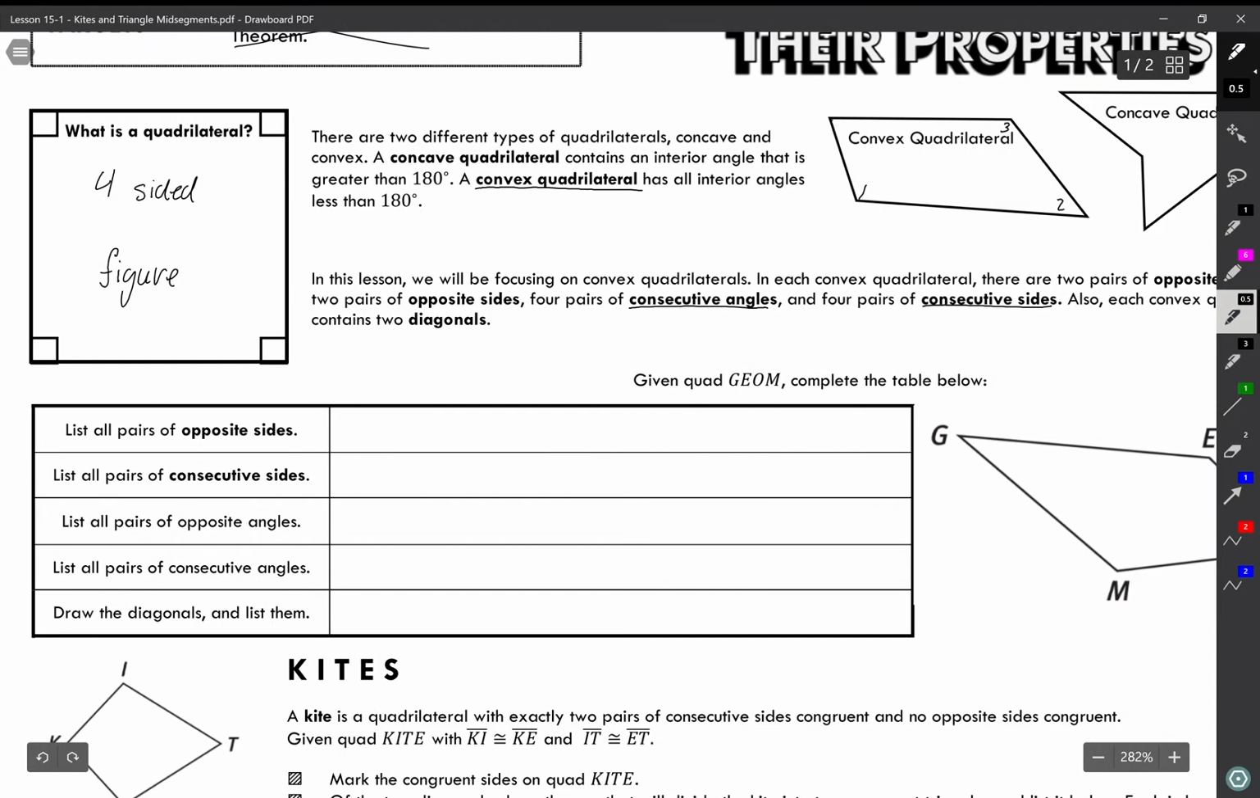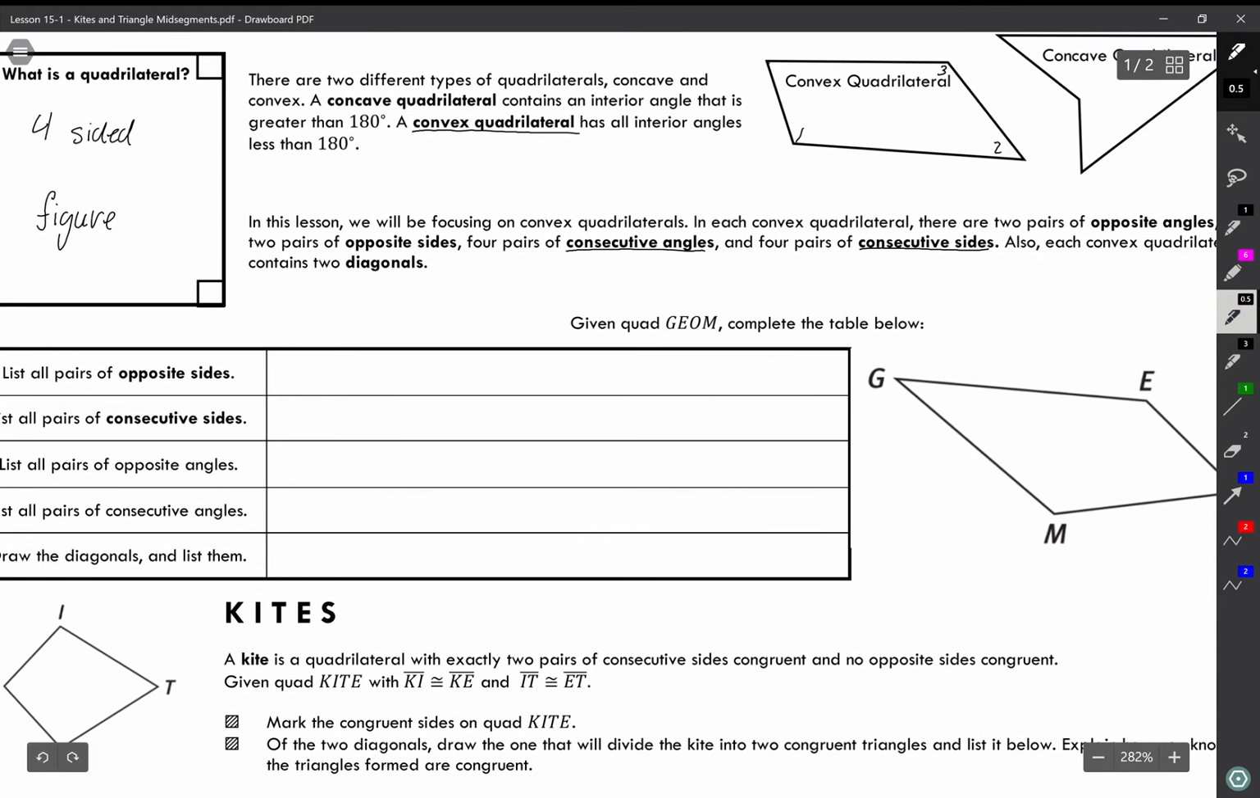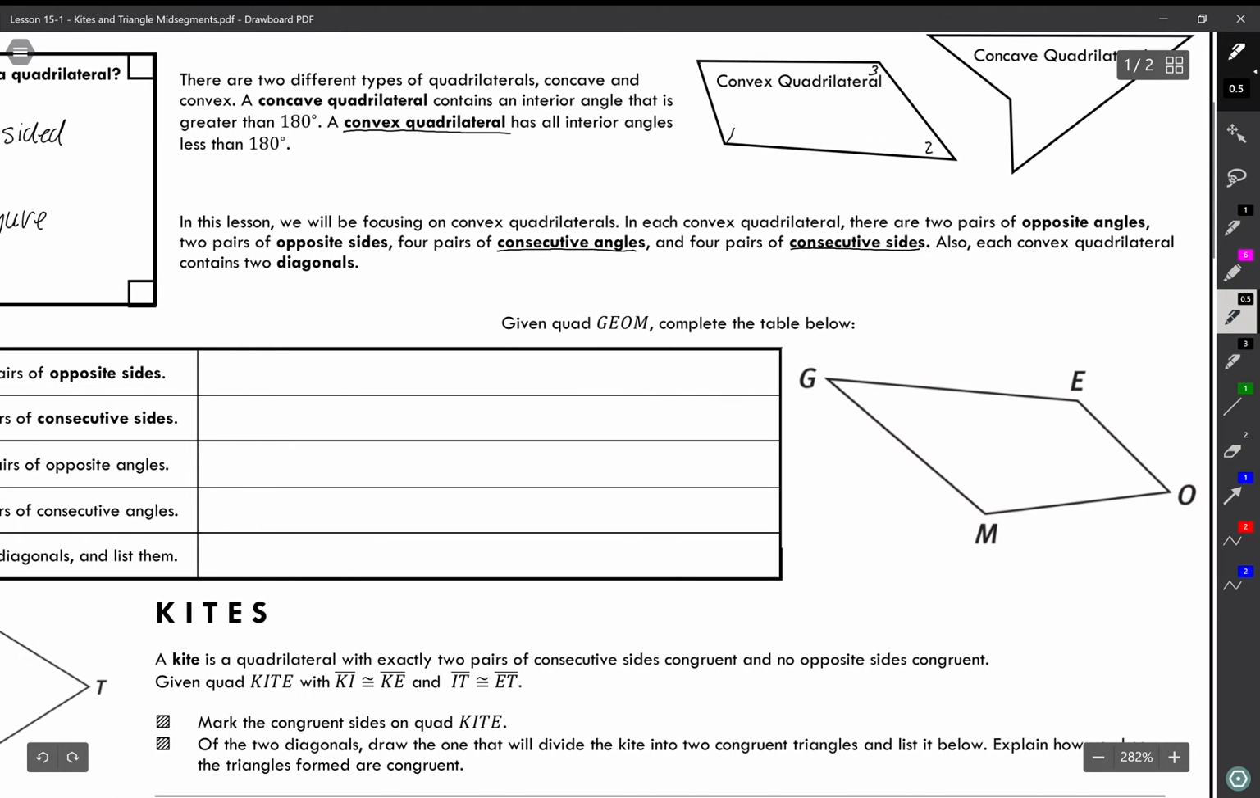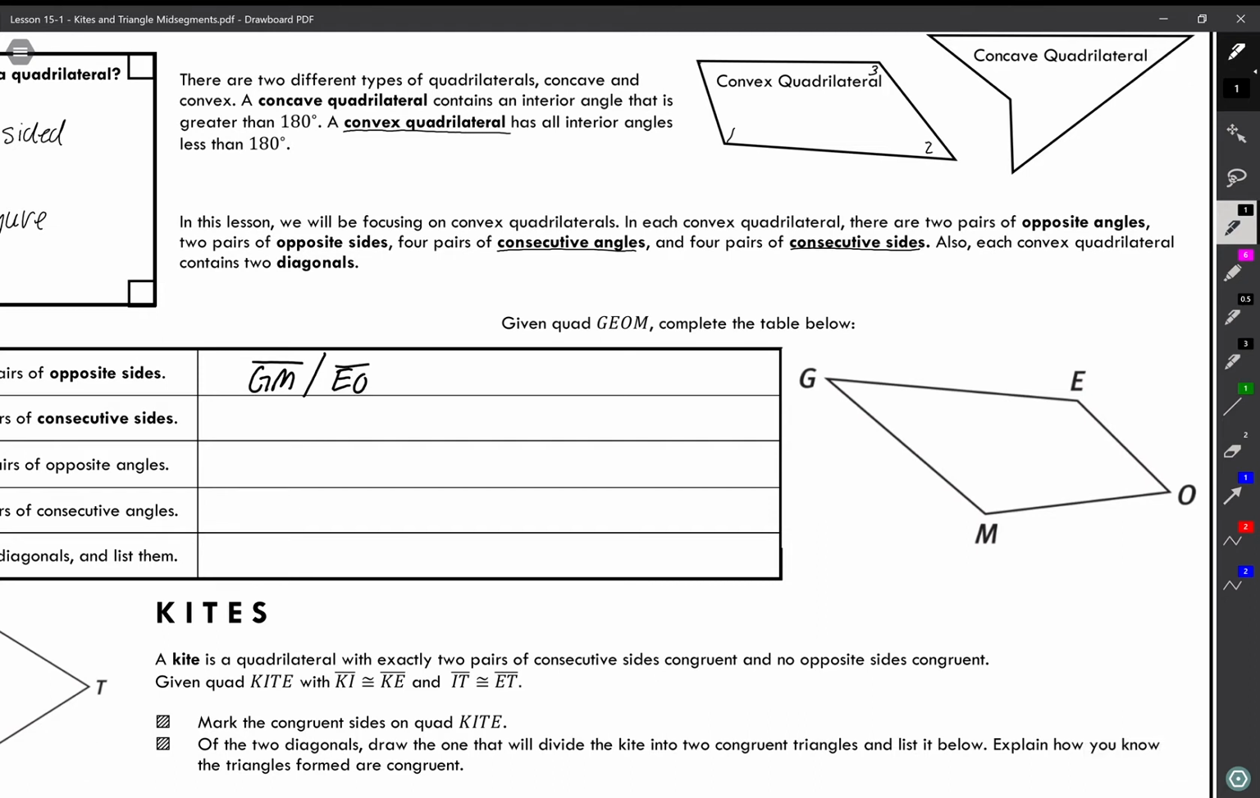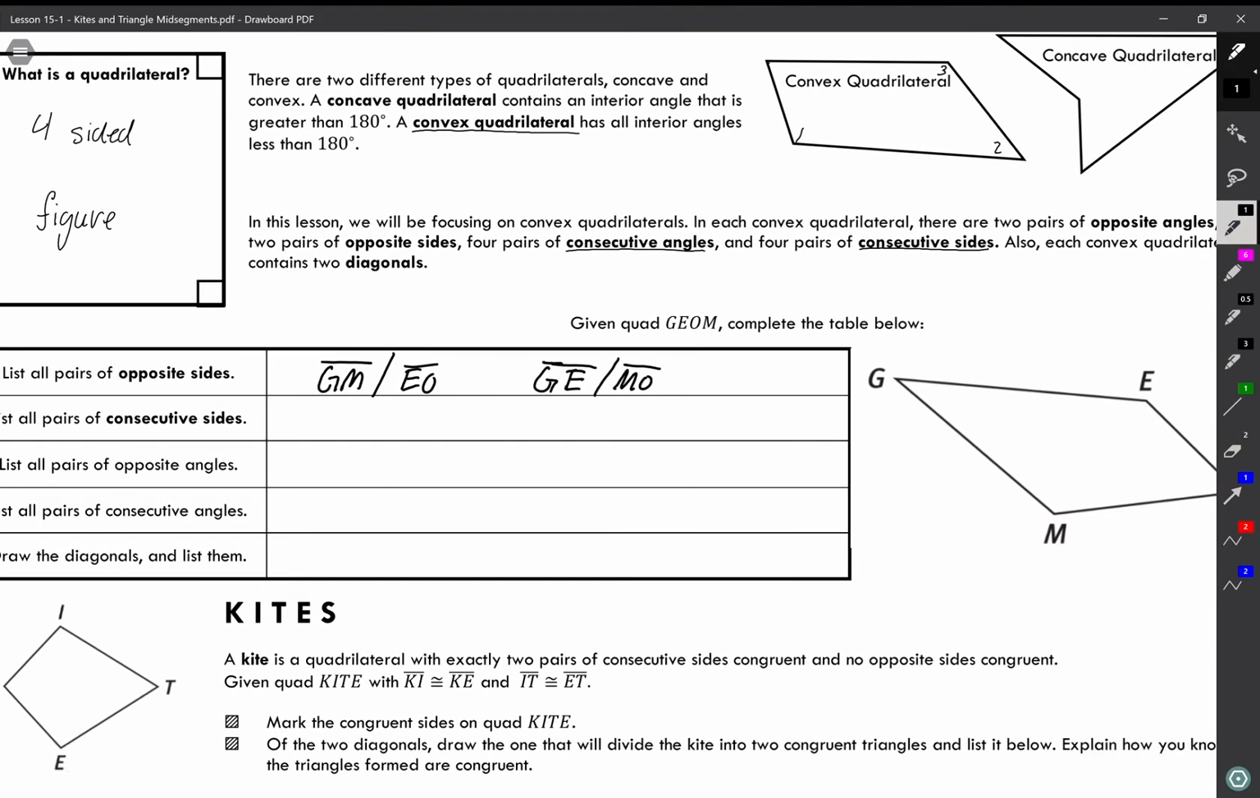what it's asking for. So in the first row, it asks us to list all pairs of opposite sides. Okay, so we have two pairs of opposite sides, as it said in the paragraph above. One pair would be, let's say, how about GM and EO? That's one pair. And then our other pair would be the top and bottom right here, which would be GE and MO. Okay?